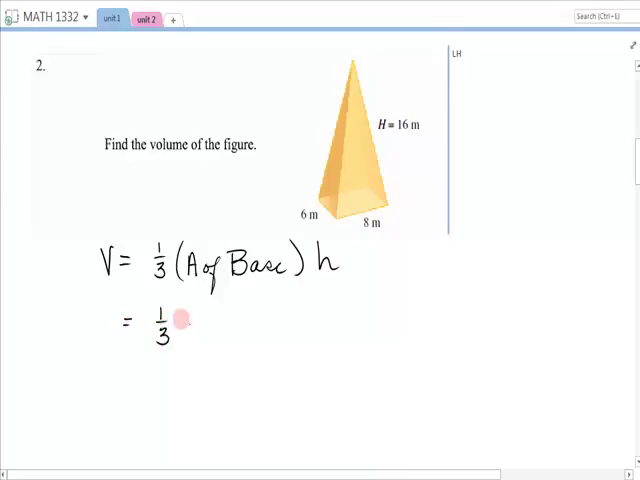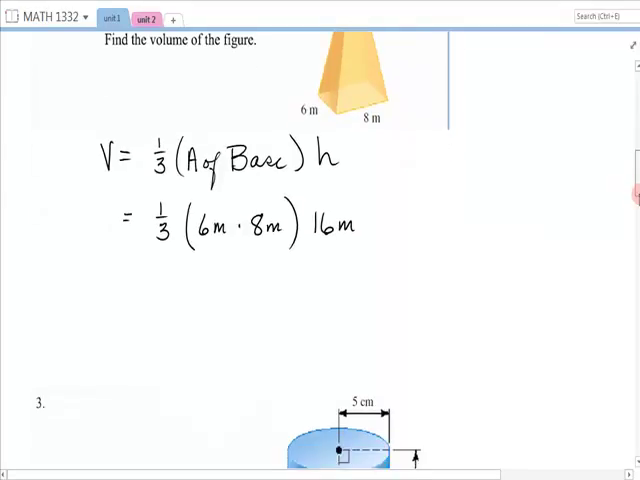So it is 1/3 times. How would you get the area of that base? What is the base? It's a little rectangle. So it's going to be 6 meters times 8 meters. That'll be the area of the base. And the height is 16 meters. If you have a sophisticated calculator, you just type this in there. You don't even have to have parentheses.